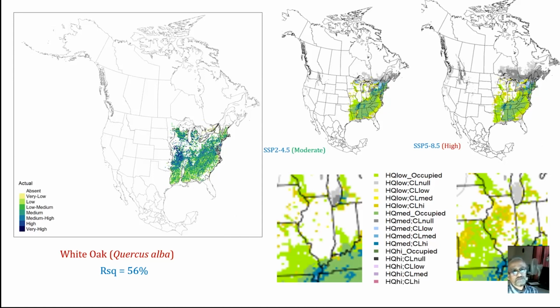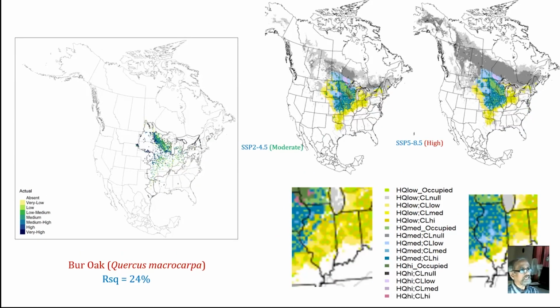But under the future, you have some low quality habitats that are occupying. And then bur oak. Currently, we have some bur oak, but under the moderate scenario, we have some low quality habitats and also some medium quality habitats. Especially under the high emission scenario, the habitats and colonization likelihoods for bur oak increase, especially in north and central Illinois.